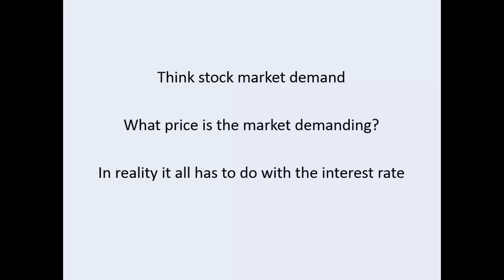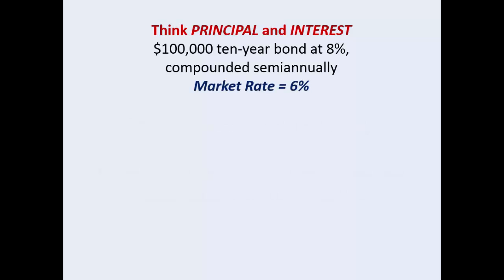Now, the two are tied because stock market demand certainly can influence the Fed to raise or lower interest rates. But pricing, actual pricing, is the present value of future cash flows based on the current market rate of interest and the interest that is your stated or contract rate. So looking at an example, $100,000 10-year bond at 8%. What is N? It's 20 because it's compounded twice a year. And market rate is cut in half because, again, it compounds twice a year. 3% in 6 months plus 3% in the next 6 months equals the annual market rate of 6%.